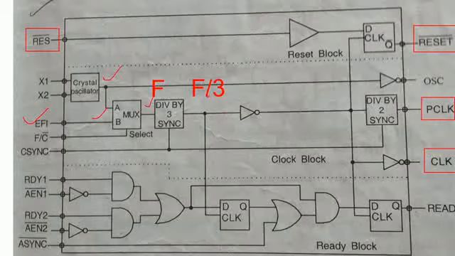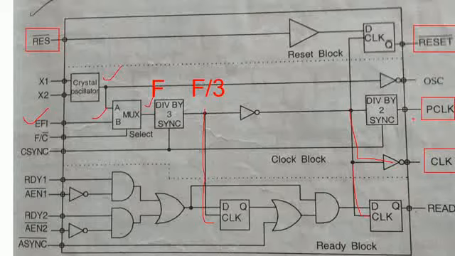This F by 3 signal, a clock signal whose frequency is F by 3, appears at the output of the divide-by-3 circuit. The same frequency signal appears over here, and the same signal is applied over here, and over here. That means the rest of the blocks within the 8284 are utilizing this particular frequency component.